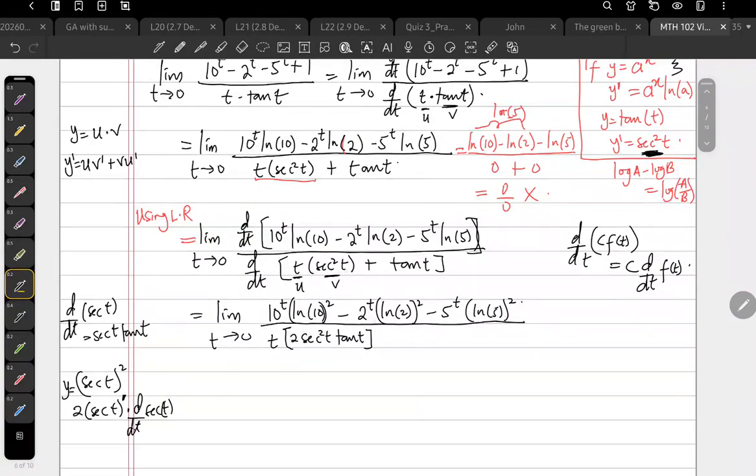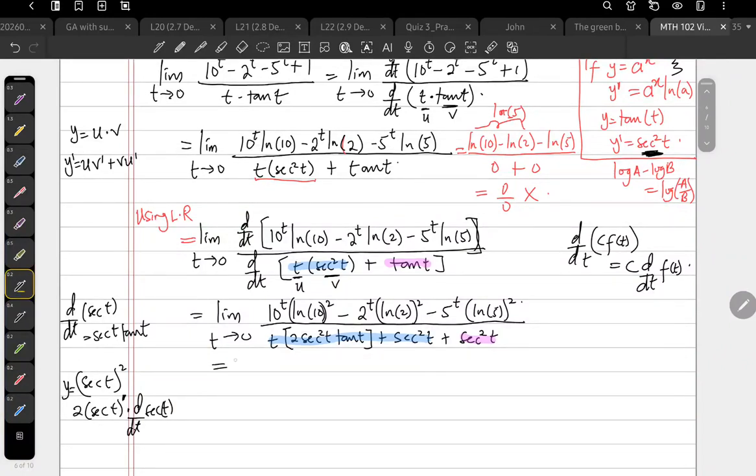Then that is u dv dx plus v du dx. V is sec squared t, and du dx is just t, it's just 1. So we have found the derivative of this to be this. Then the next part is the derivative of this. So we're going to have plus sec squared t, since that is the derivative of tan t.